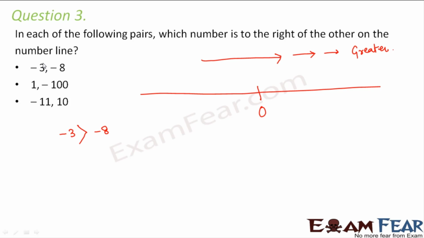So which number would lie towards the right? -3. Then 1 and -100. Out of 1 and -100, 1 is a positive number, so 1 is greater than -100. Therefore, 1 would lie to the right of -100. Then -11 and 10. Again, 10 is greater because 10 is a positive number, which means that 10 would lie to the right of -11, because a greater number always lies towards the right of the smaller number.